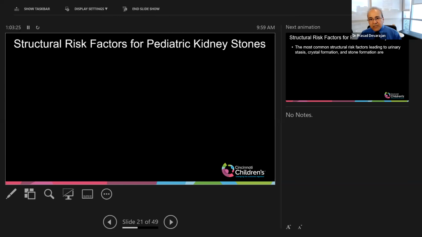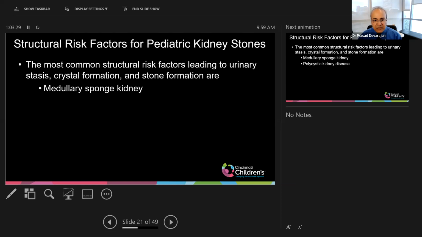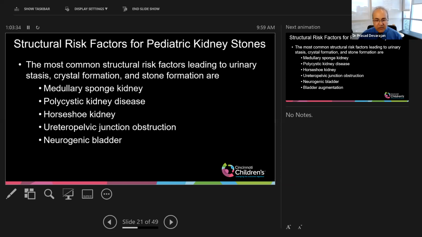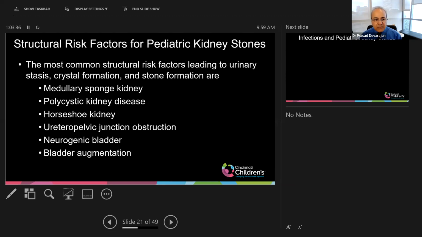But then what about the structural factors? Patients with medullary sponge kidney, polycystic kidney disease, horseshoe kidney, UPJ obstruction, neurogenic bladder, and bladder augmentation. All of these patients have a problem that leads to urinary stasis. And when there's stasis of urine anywhere, that leads to supersaturation and crystal formation, and therefore stone formation. And that is why all of these conditions are associated with recurrent kidney stones.